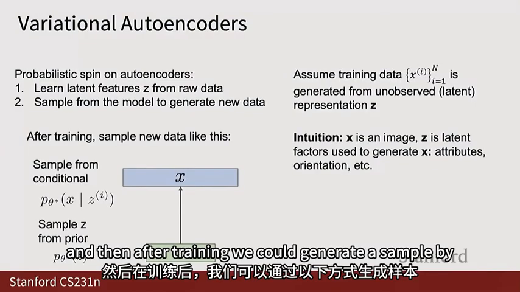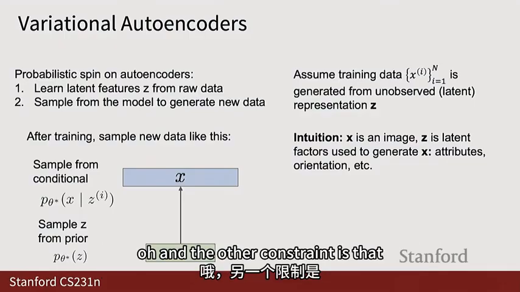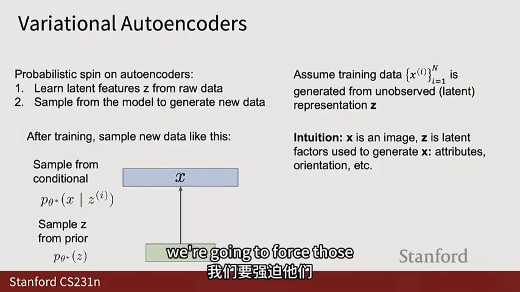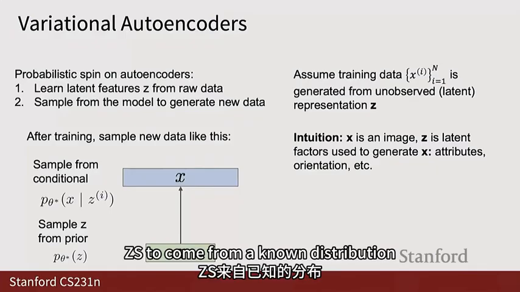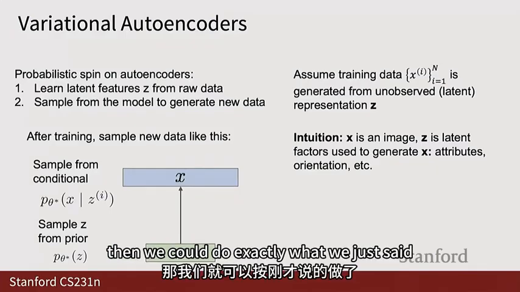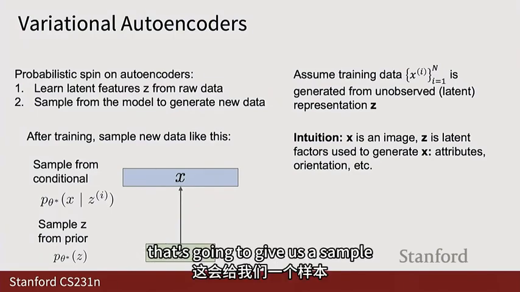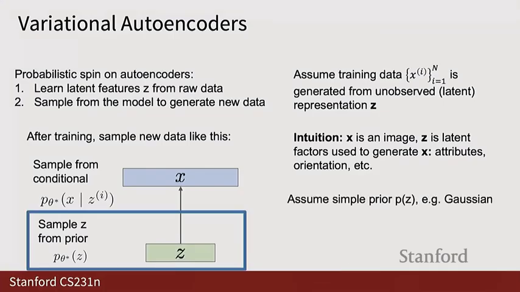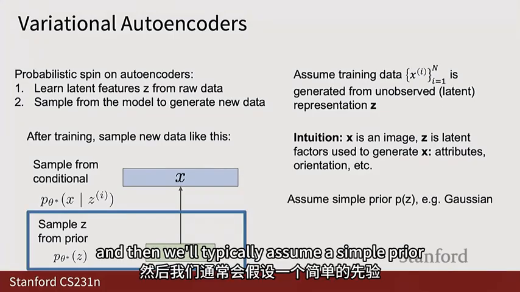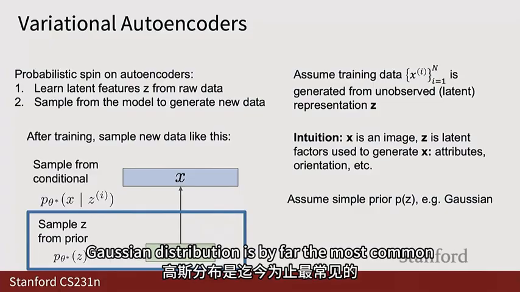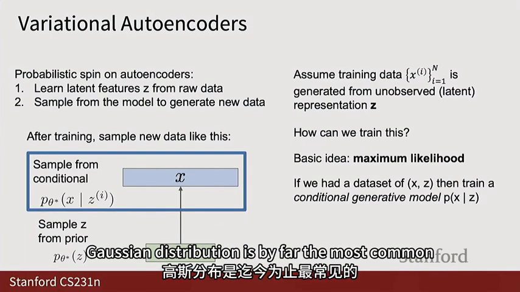And the other constraint is that we're going to force those Z's to come from a known distribution. So after the model is trained, we can do exactly what we just said: draw a Z from that known distribution, pass it through the decoder, and that's going to give us a sample. And then we'll typically assume a simple prior. Almost always a unit Gaussian distribution is by far the most common.